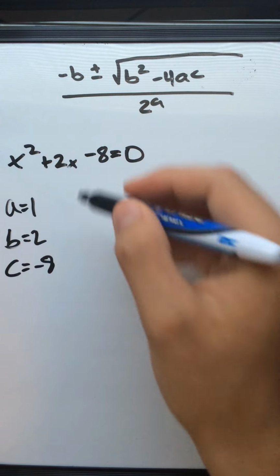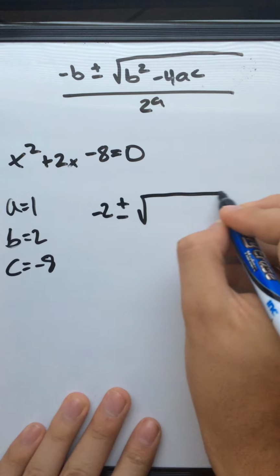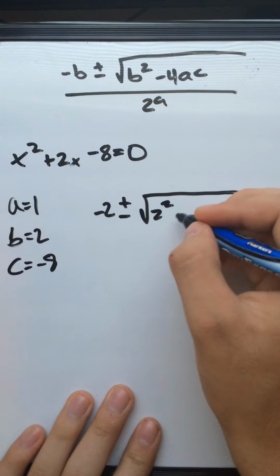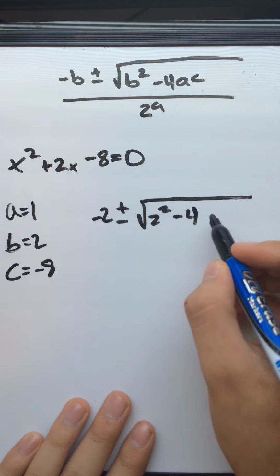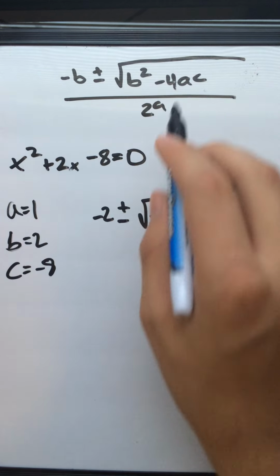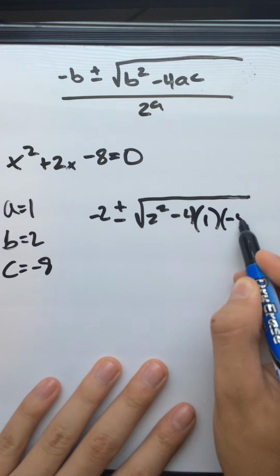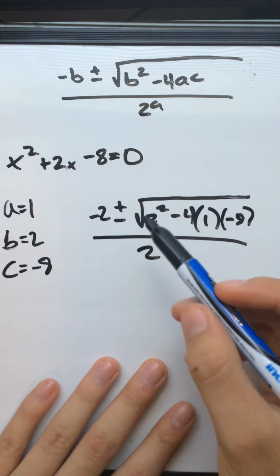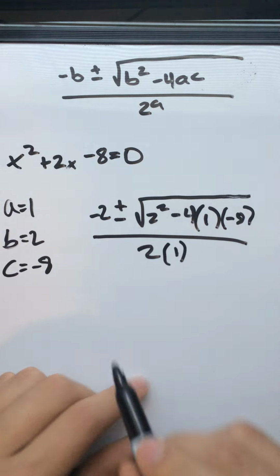Alright, so we're going to use the quadratic formula. It says negative b, so that would be -2 plus or minus the square root of b squared, which is 2 squared, minus 4. And we're going to use parentheses to say that it's multiplication. So 4 times a times c, which is -8, all divided by 2a. So again, multiplication with parentheses, that would be 1, so 2.